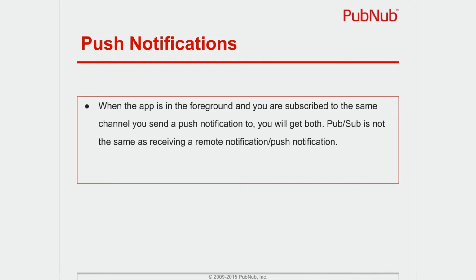So when the app is in the foreground and you're subscribed, this is a point of confusion. It was for me for a long time too. When you're in the foreground and you're subscribed to the same channel you send a push notification to, you're going to get both the pub/sub and the push. Okay, so keep that in mind. Pub/sub and push are two different things. When you publish a message that contains a push notification, it's going to be forwarded on to APNS. If that push notification is in a payload that contains other data, it will be sent through your PubSub channel. Okay, so just be aware that you will receive both notifications, and you want to suppress one or the other depending on what your use case is. All right.